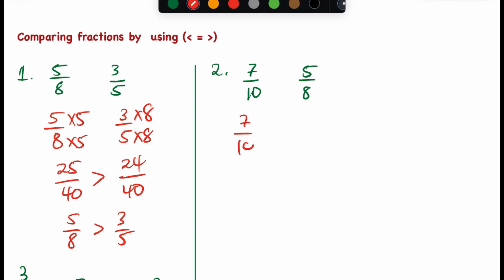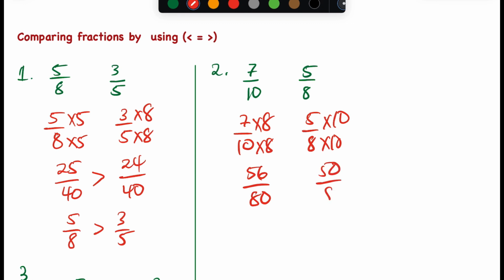We write the fraction, and then we take the denominator of the other fraction, you times by it, and then you rewrite the second fraction, you take the denominator of the first fraction, you times by it, and then it's going to be 7 times 8, it's 56, and then 10 times 8, it's 80, and it's going to be 50 over 80. Now the denominators are the same, you look at the numerators, so that means this fraction is greater than this fraction. Or you can say the initial fractions, 10 over 7 is greater than 5 over 8.